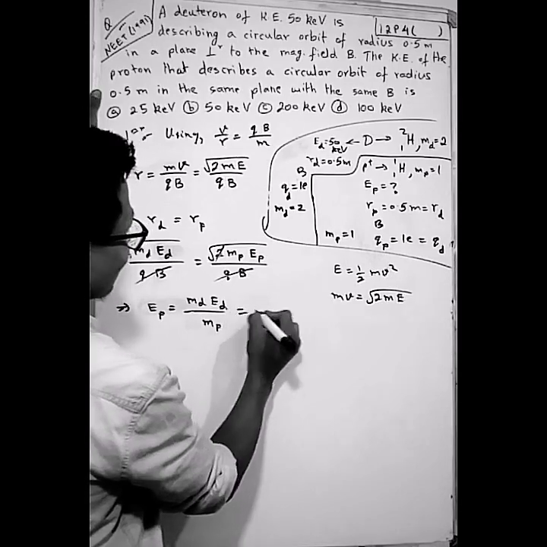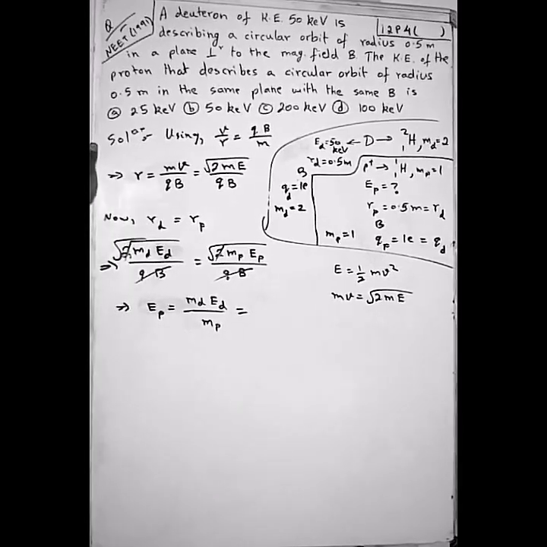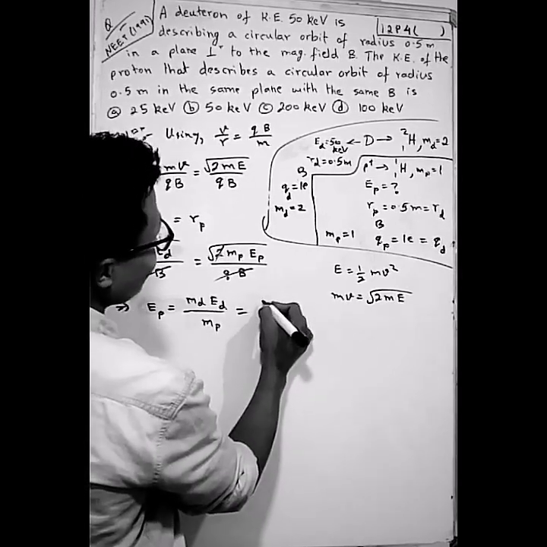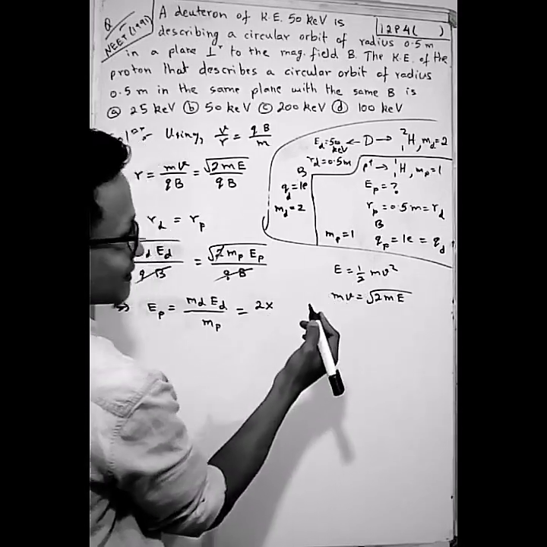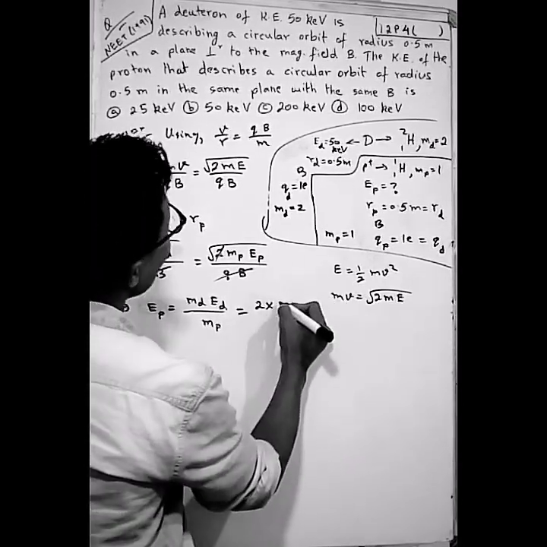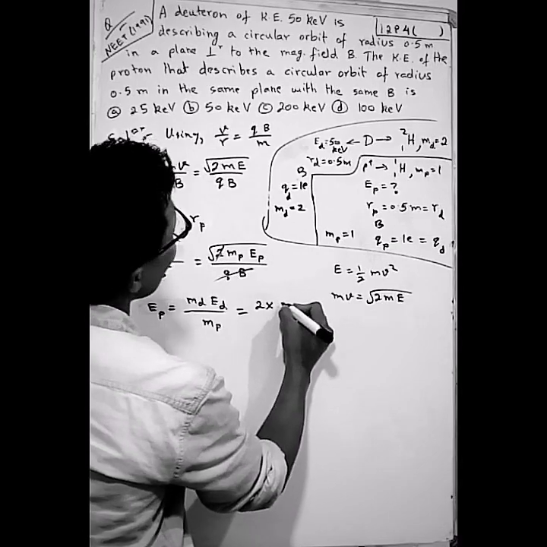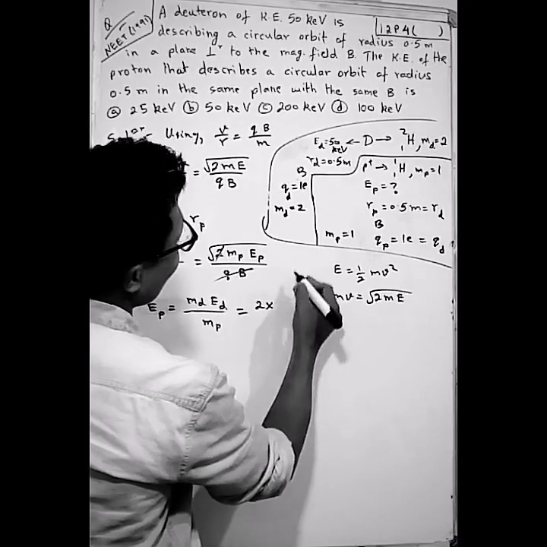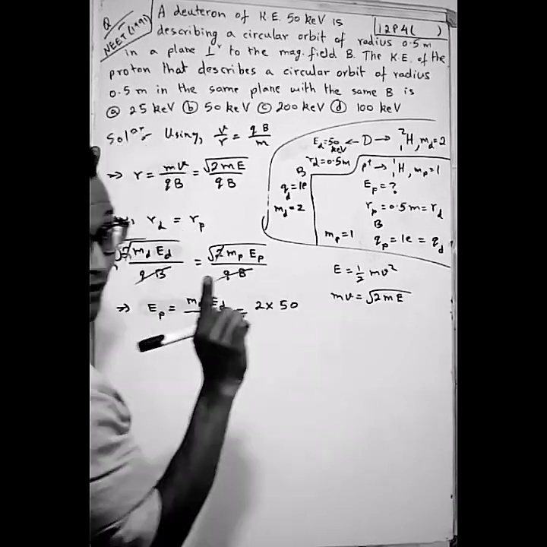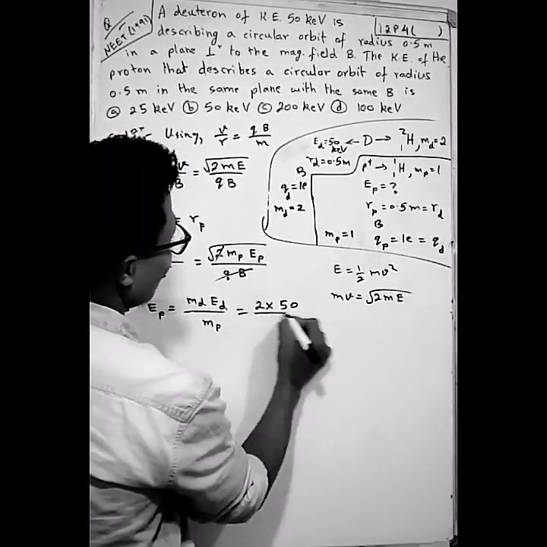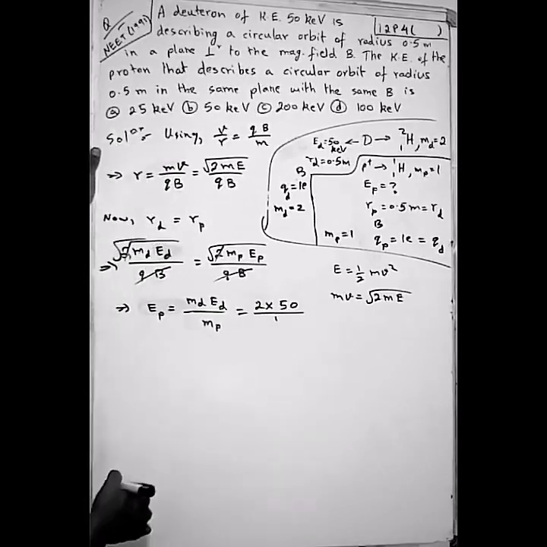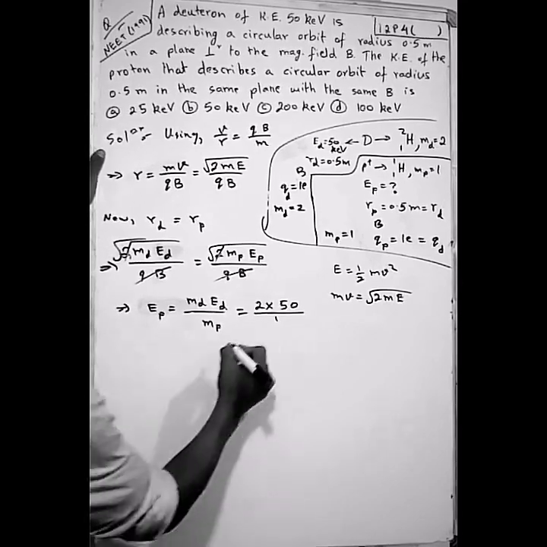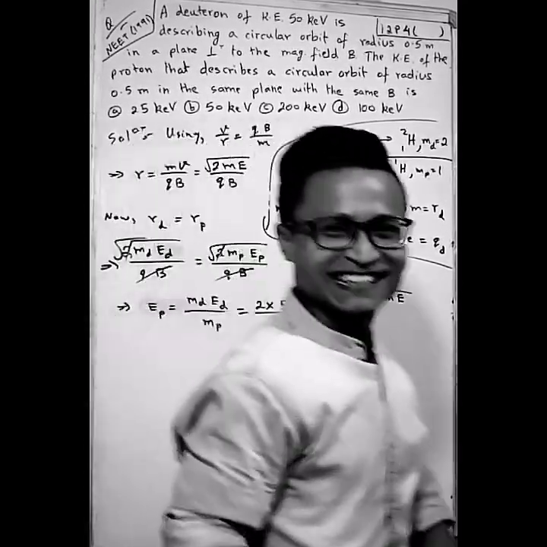So what do we have here? Two, and then ED is 50 keV. Remember that, keV, kilo electron volt. And then we have MP, how much? 1, right? And see, very fast in telling the answer, right?